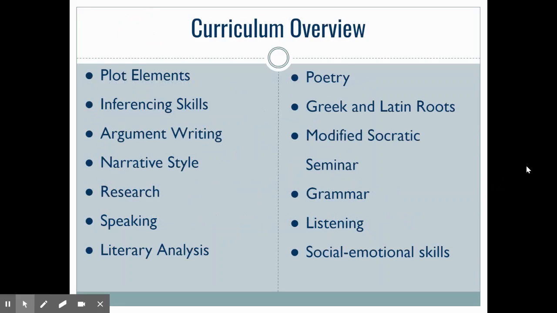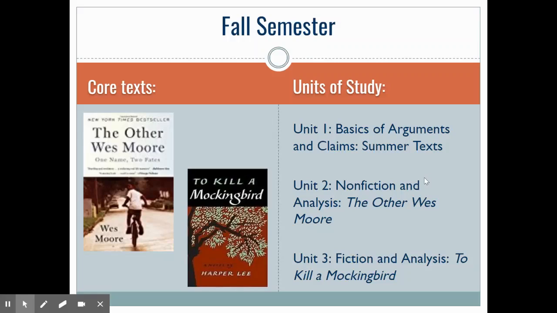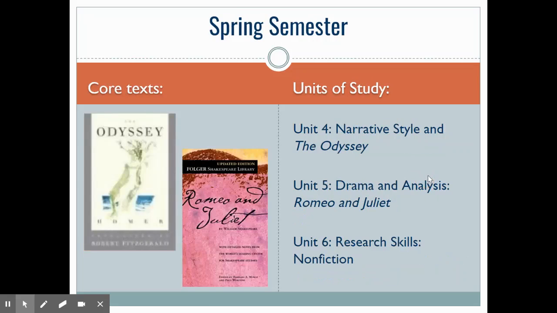We do a lot in English 1. This is an overview of all the different areas you might be hearing about this year. I will go over more pointedly the semester breakdown in just a second. During the fall, we're wrapping up a unit on argumentation using the summer texts as our resource. We will then be looking at nonfiction with The Other Wes Moore, followed by fiction and To Kill a Mockingbird by Harper Lee. In spring, we start with poetry, poetic elements, poetic style, narrative style in the Odyssey, followed by Romeo and Juliet, and then research skills.